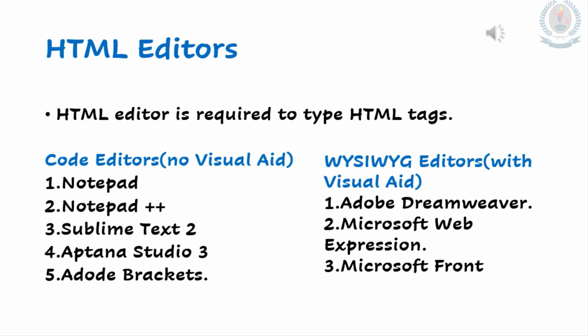HTML editor. An HTML editor is required to type HTML tags. Code editors are editors which do not have visual aids. There are some examples for code editors. WYSIWYG editors are editors with visual aids. This stands for what you see is what you get. There are some examples for those editors.